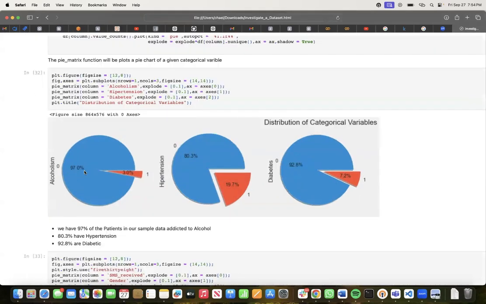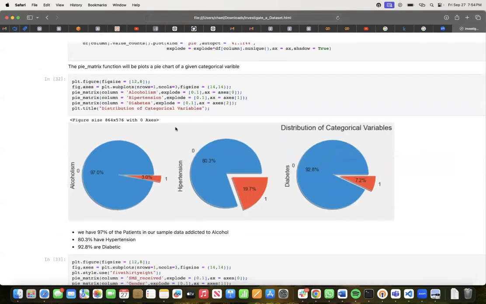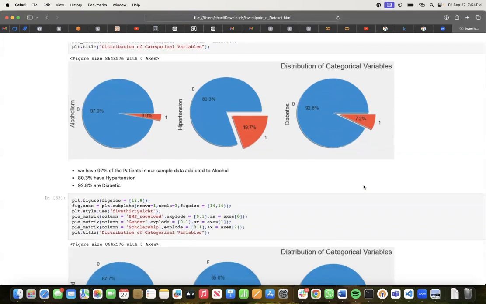Right, so what we do have here is actually a distribution of the categories we have. So how many data points in our data represent people that are alcoholic? That's what we are doing. So 97% are alcoholic, 3% are non-alcoholic. And then people that have hypertension, 80% of them have hypertension, 19.7% do not have hypertension, 92.8% have diabetes, 7.2% do not have diabetes.